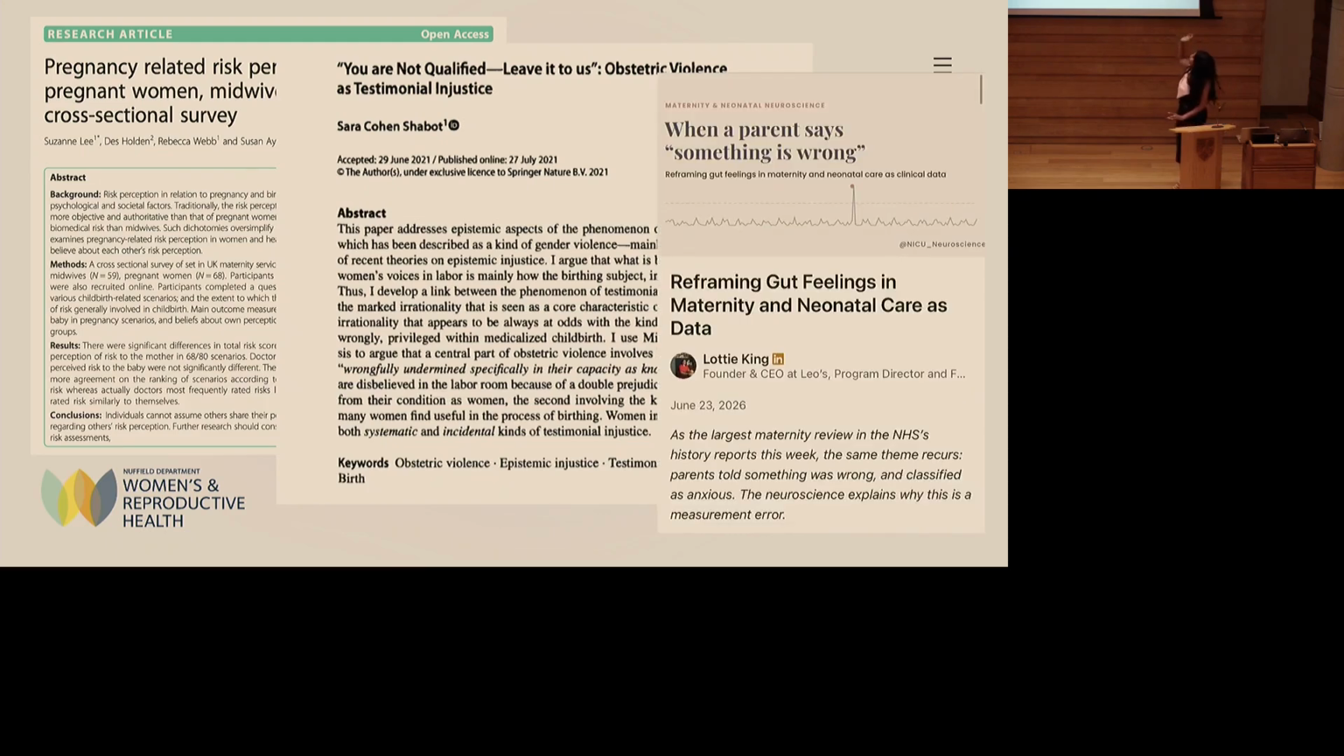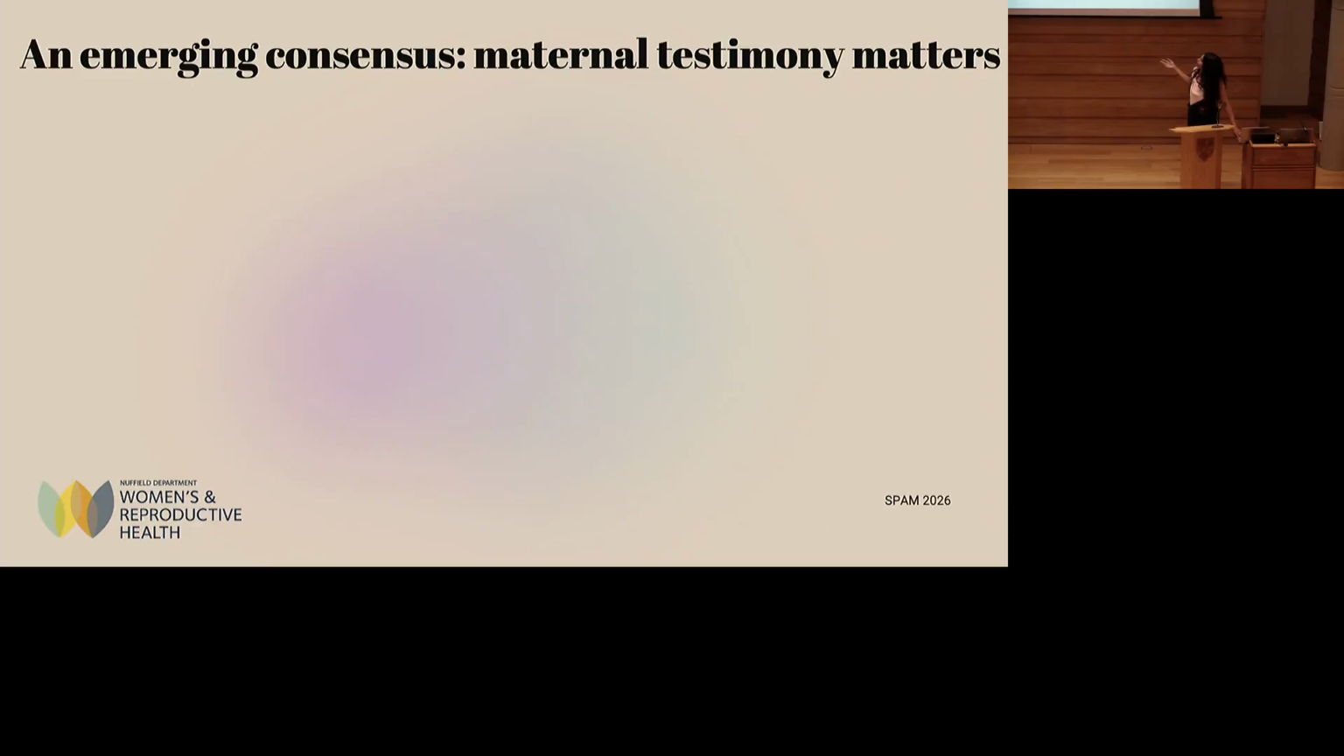And you even have new frameworks coming out just a couple days ago looking at this idea: can we reframe this gut feeling? How do we feel in maternity? What does that look like? And it's not simply just an emotional signal. So ultimately, we have a consensus. This testimony matters. We need to be listening, but we need to question how we're listening.